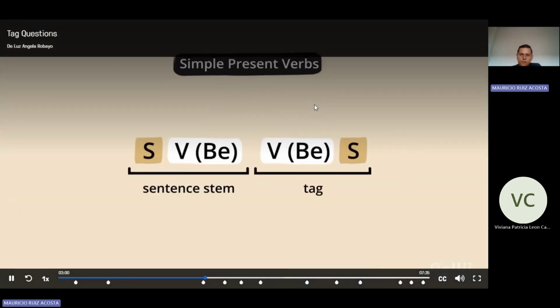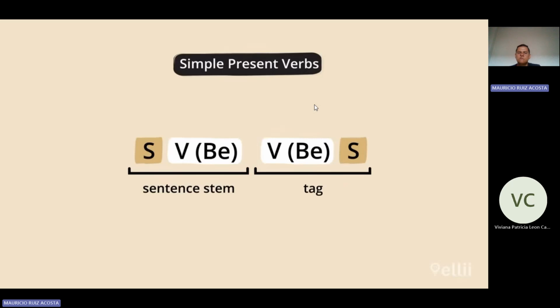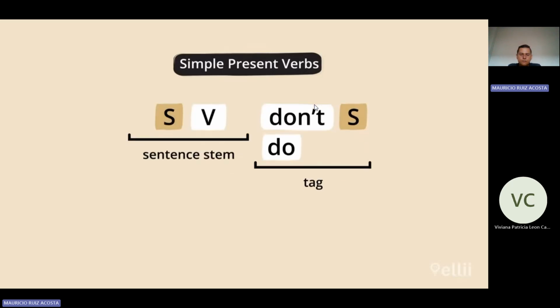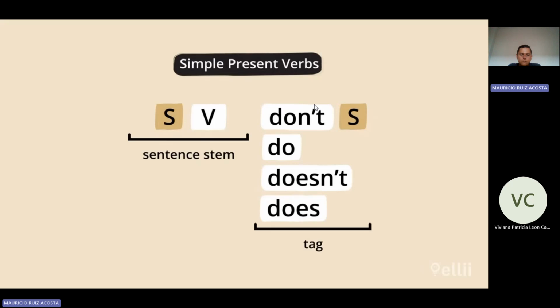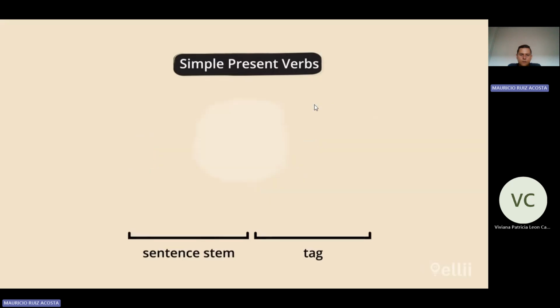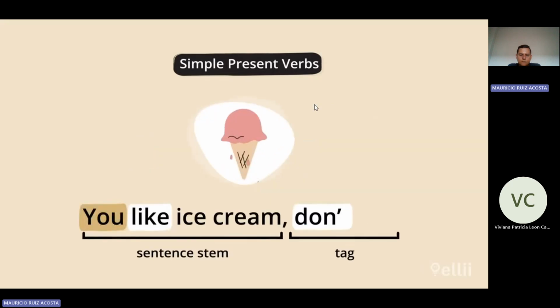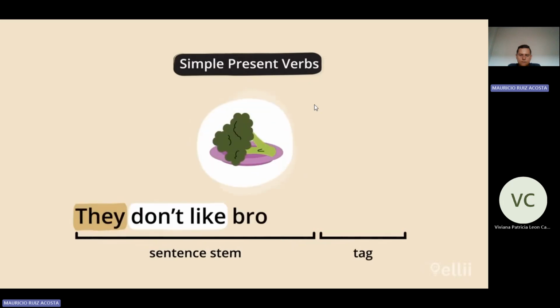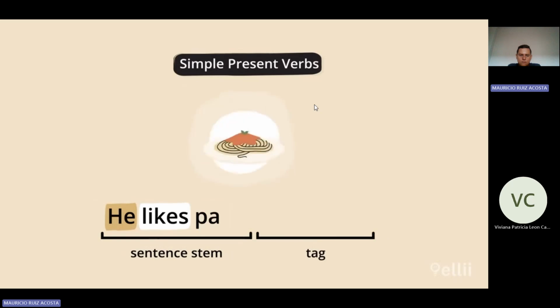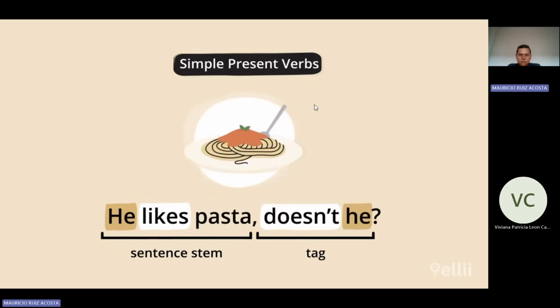If the sentence stem uses a simple present verb other than be, the tag uses don't, do, doesn't, or does. For example, "You like ice cream, don't you?" "They don't like broccoli, do they?" "He likes pasta, doesn't he?"